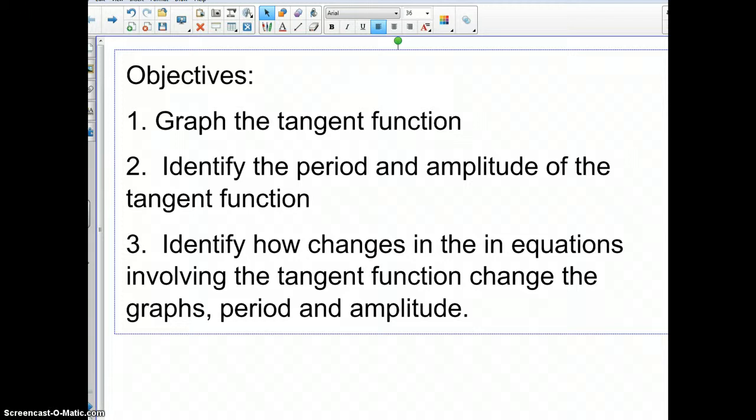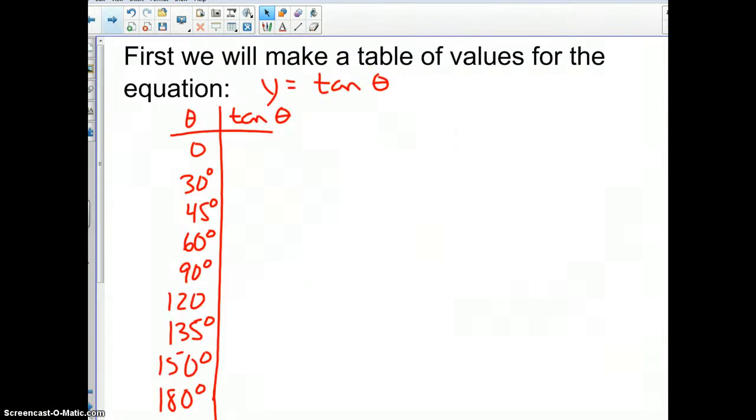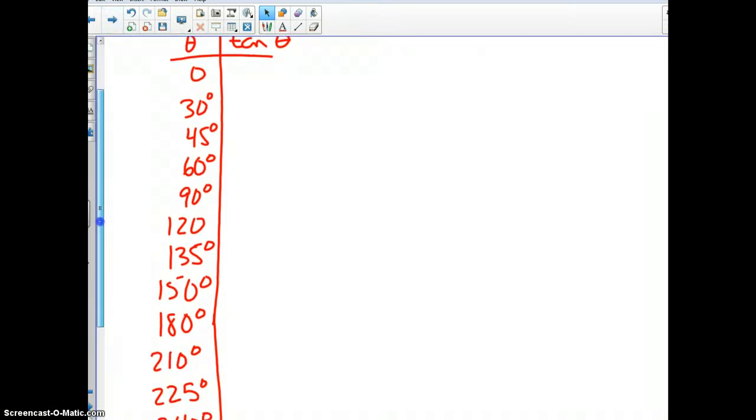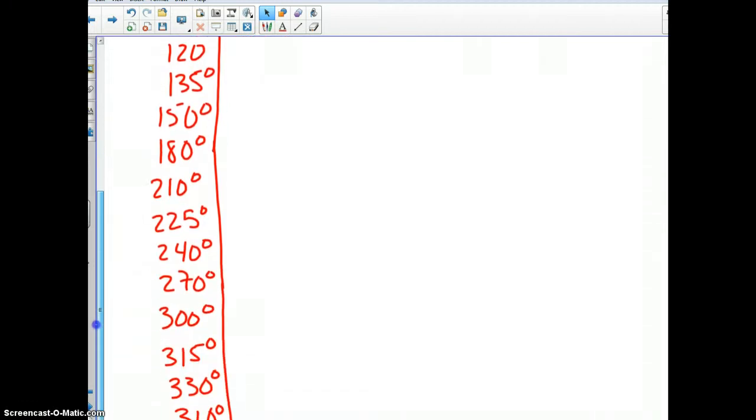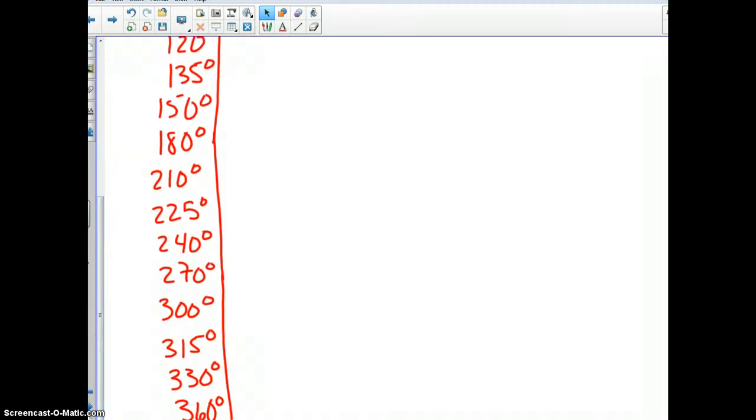So to get started, we're just going to graph the tangent function. You should have out your piece of paper with the axes for graphing these functions, and then we'll make a table of values like we did before. We're going to make a table of values for y equals the tangent of theta, starting with letting theta be 0 and continuing around our unit circle from 0 all the way around to 360 degrees, using every one of the angles.